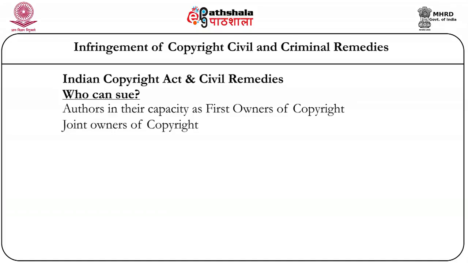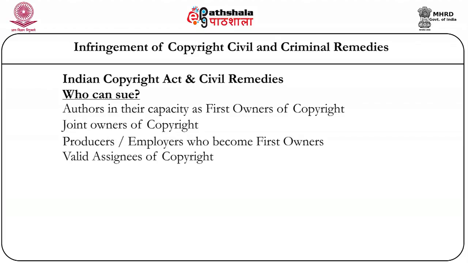joint owners of copyright, again, a situation where both parties collaborate with the intention that they shall both jointly own the copyright in respect of that work. Then producers or employers who become first owners, valid assignees of copyright, that is those who take the copyright from the initial owner or subsequent owners based on an assignment deed, which is a deed for the transfer of the copyright. Exclusive licensees and copyright societies.